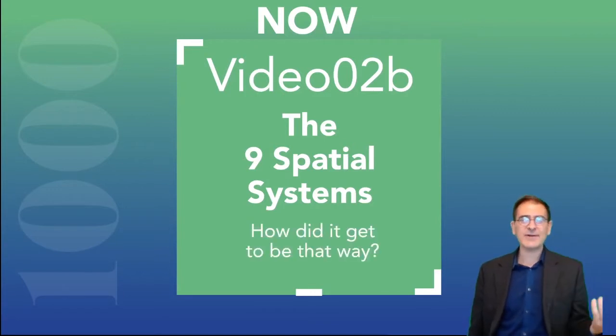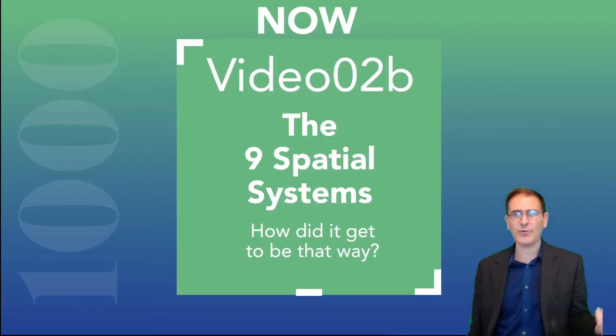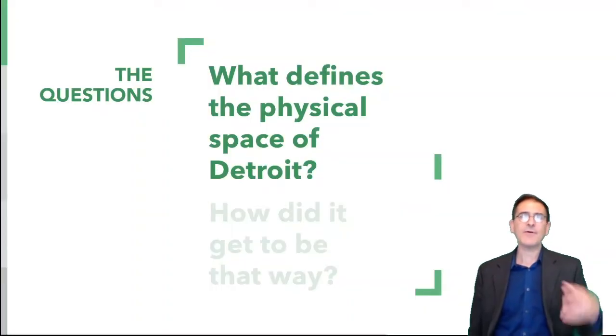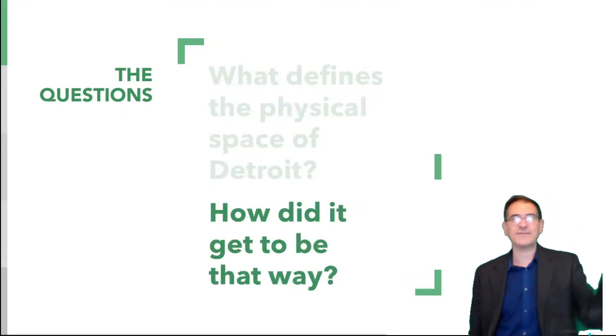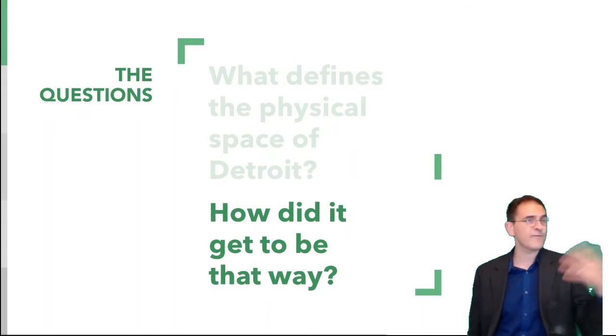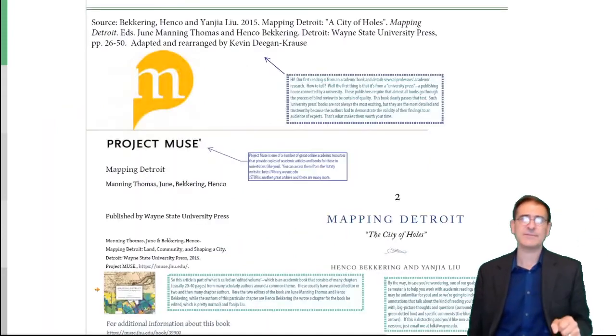The real question here is, how did Detroit get to look the way it is? How did it develop over space as it was developing through time? And so in that sense, I want to move from the question of what defines the physical space to the actual origins of that space. When you drive through it or fly over it, what explains the patterns that you see?